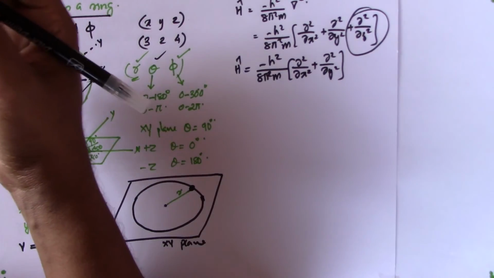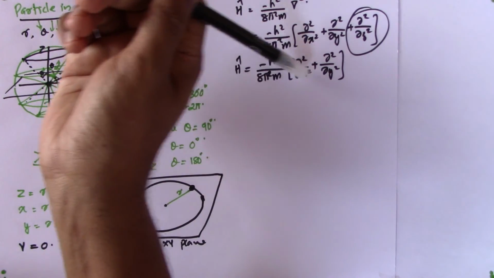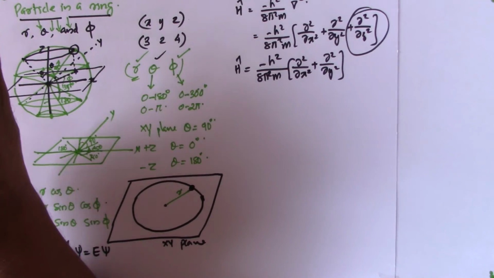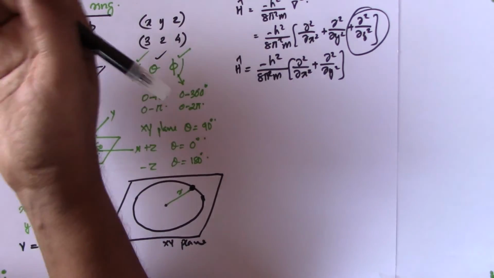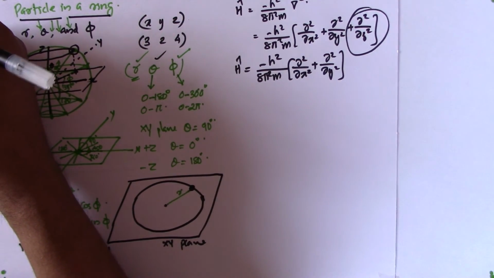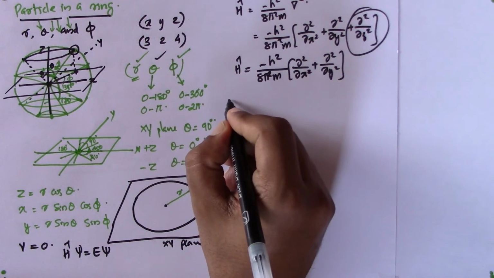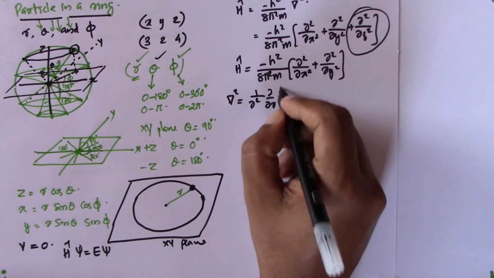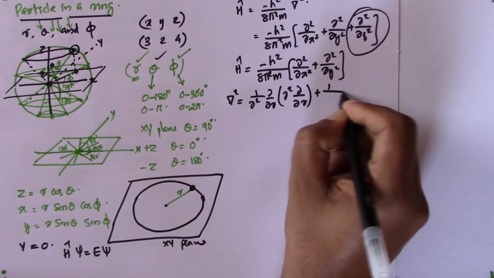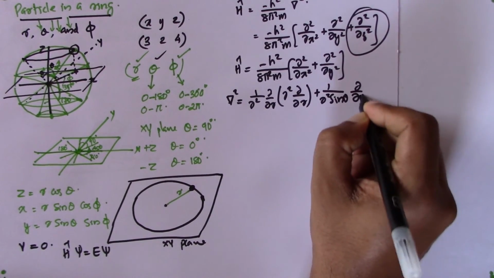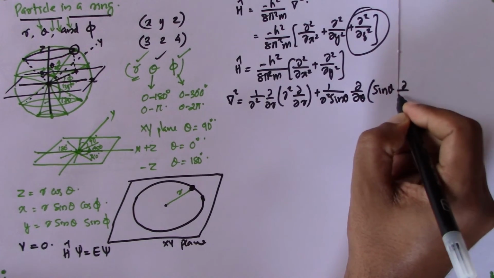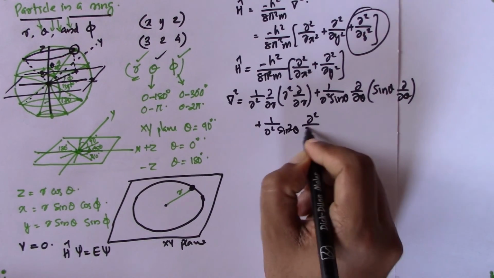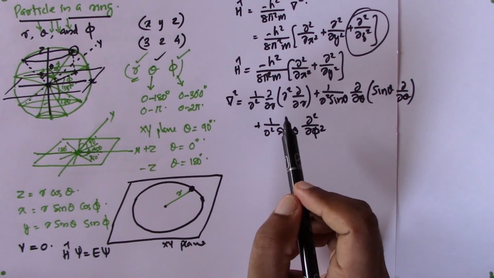But I said already that we are not going to deal with this system in terms of Cartesian coordinates x and y. We are going to deal with this system in terms of polar coordinates r, theta and phi. Therefore we have to set up the Hamiltonian in terms of the polar coordinates. Del square in polar coordinates is 1 by r square dou by dou r of r square dou by dou r, plus 1 by r square sine theta dou by dou theta of sine theta dou by dou theta, plus 1 by r square sine square theta dou square by dou phi square.